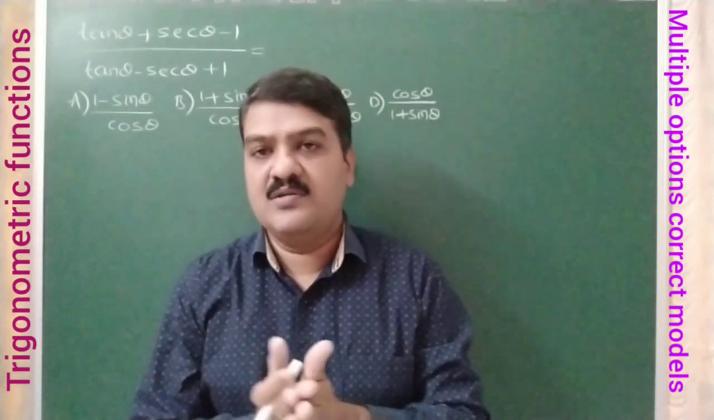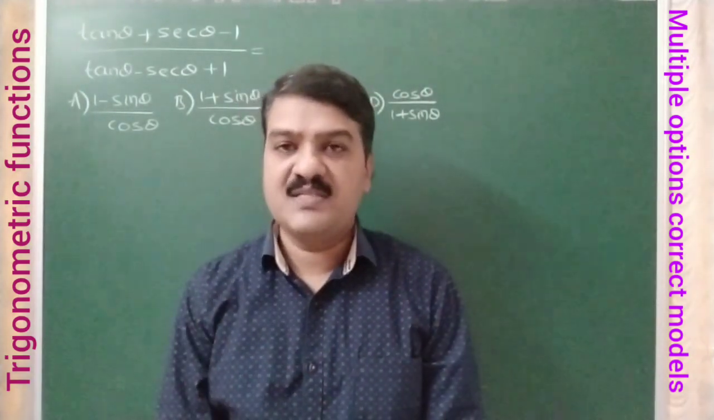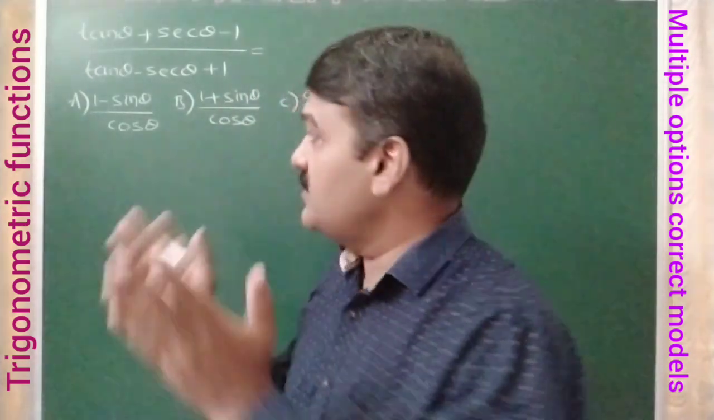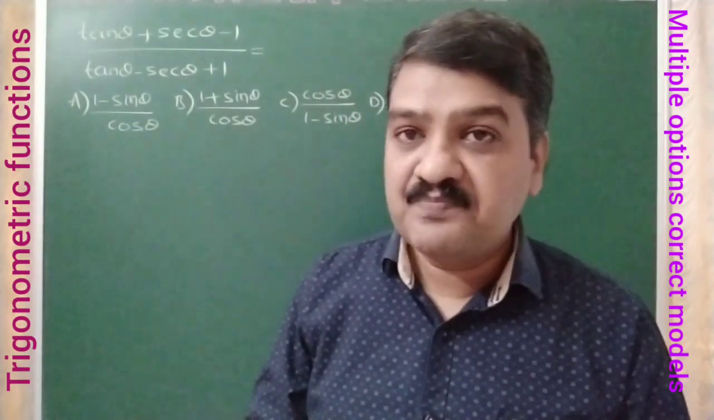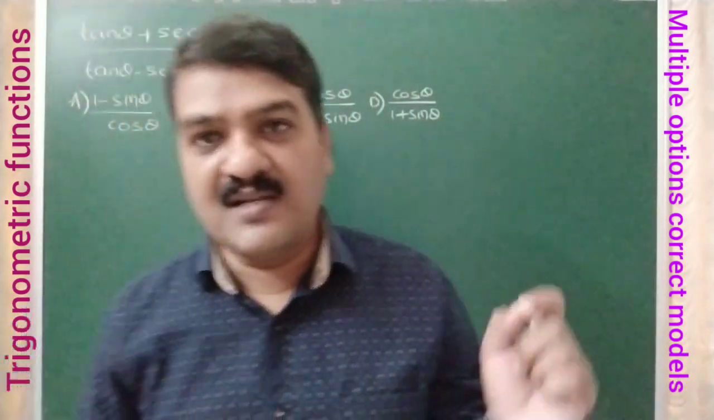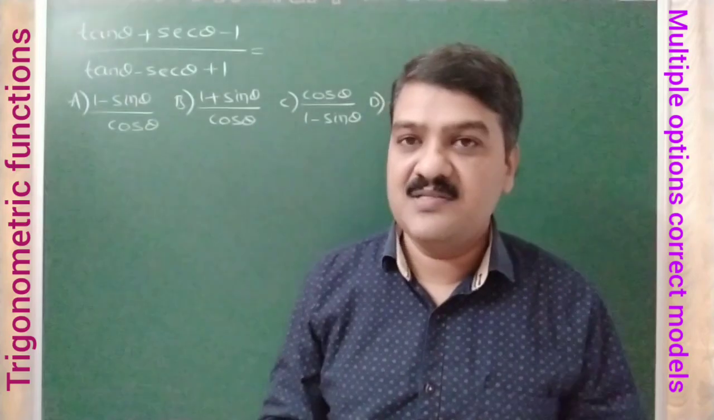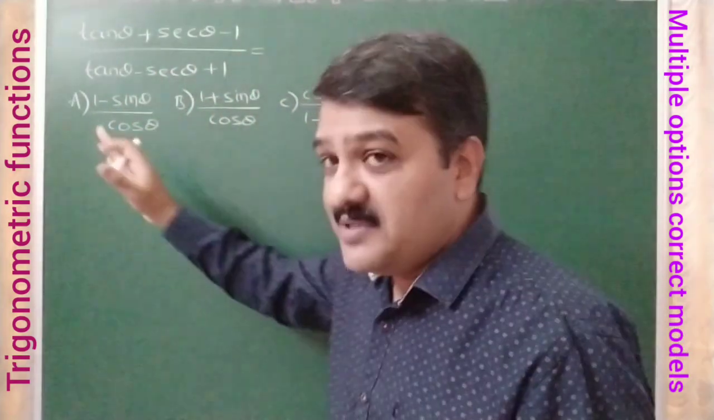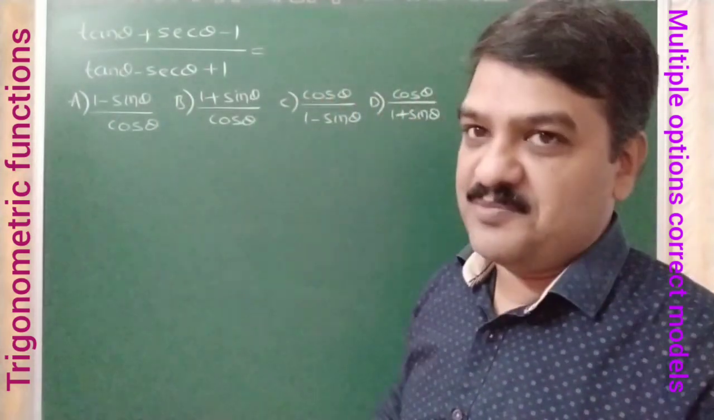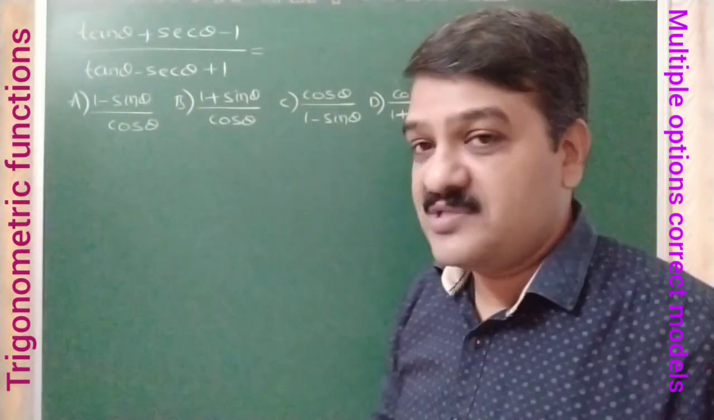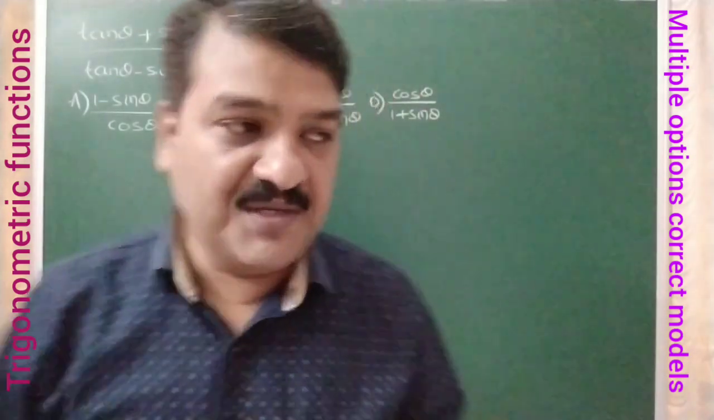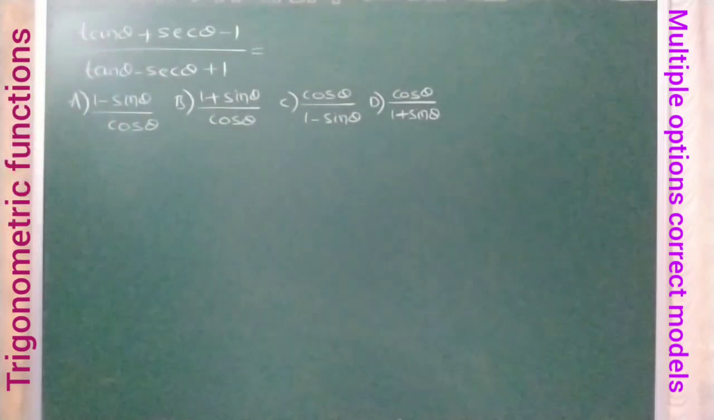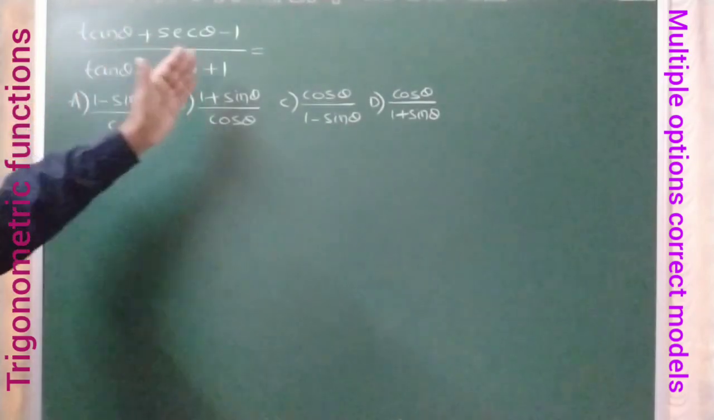Hi students, so in this video we will discuss some advanced model problems. So basically I have a question on the board which is a multi-correct answer type question. That means the answer to this particular question can be there in one or more than one options. One or more than one options can be correct here. So we have the question: tan theta plus secant theta minus 1 by tan theta minus secant theta plus 1.